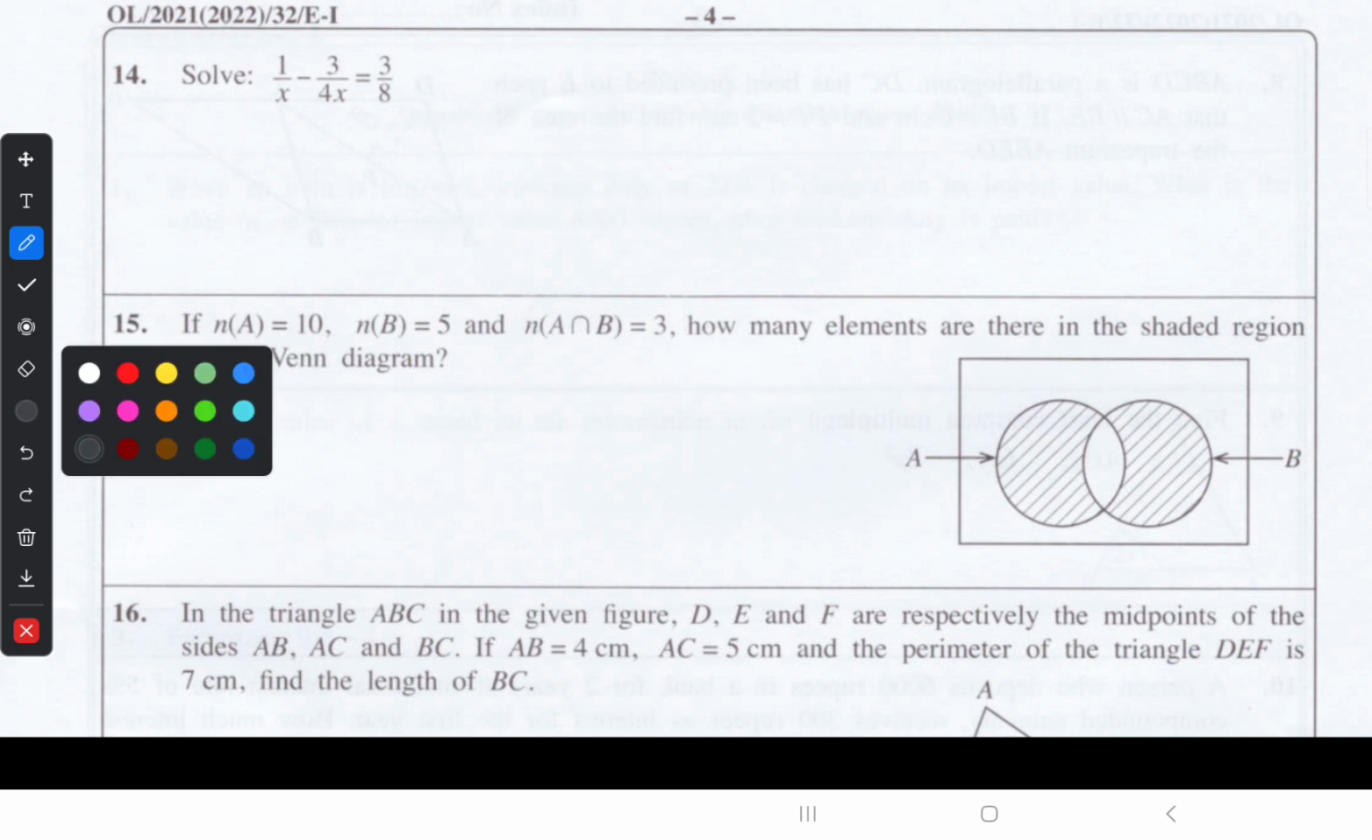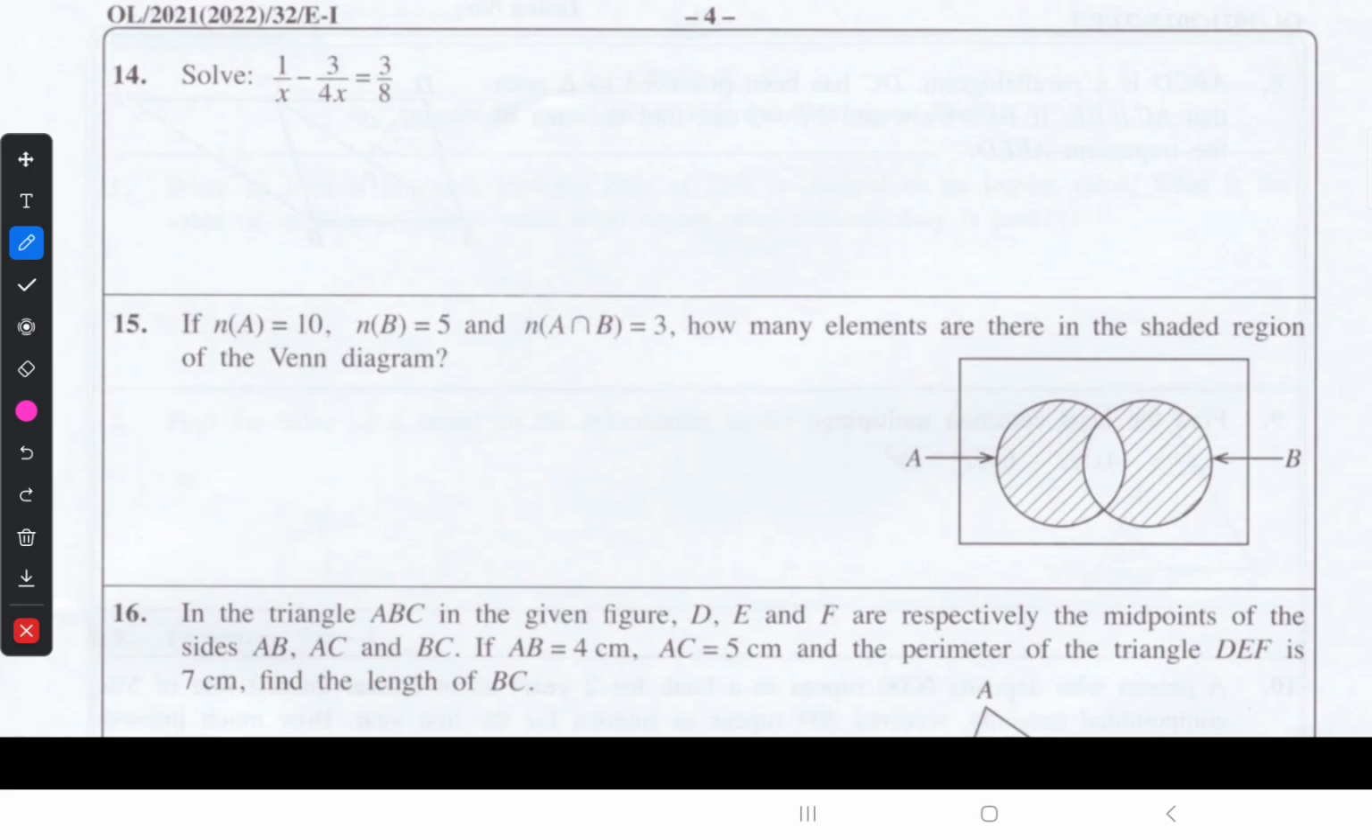14th question. Solve this. You have to solve and find your answer for x. Here you can see the denominators are not the same, so we have to equalize the denominators.